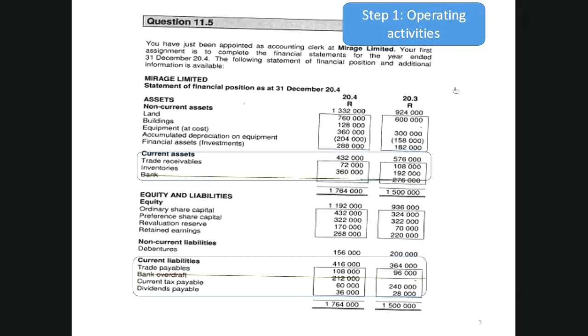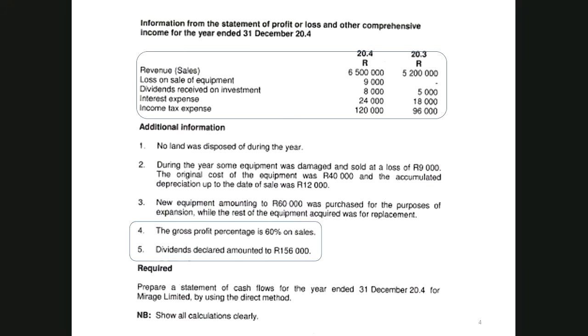So you are the accounting clerk at Mirage Limited. So first of all, just important to notice, we're working with the company. And you have to complete the financial statements for the year ended 31st of December 2004. And if we go and look at the required, it tells us here to prepare a statement of cash flows for the year ended 31st of December 2004.